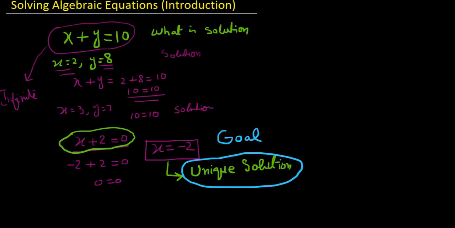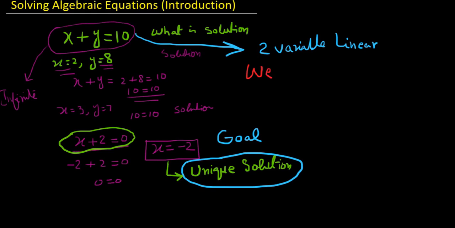Now, how can I find a unique solution? What is the requirement for a unique solution of this type of equation, which is a two-variable linear equation? These are two variables. So for this type of equation, if there are two variables, we need two equations. We must have two equations to get a unique solution for these types of equations.